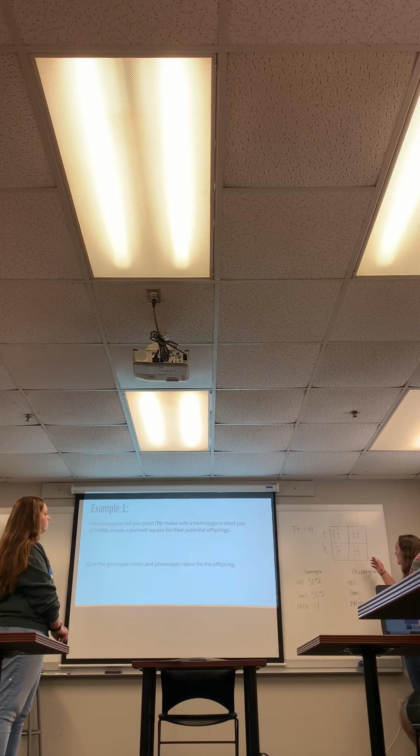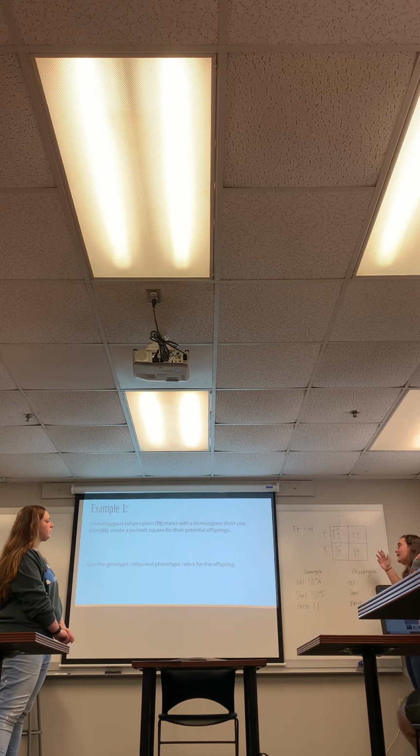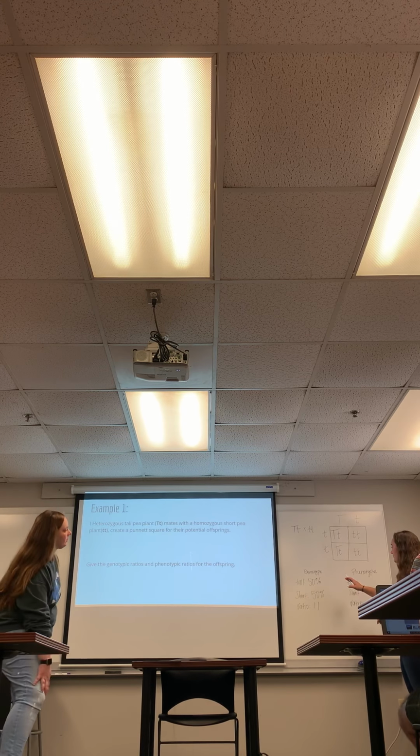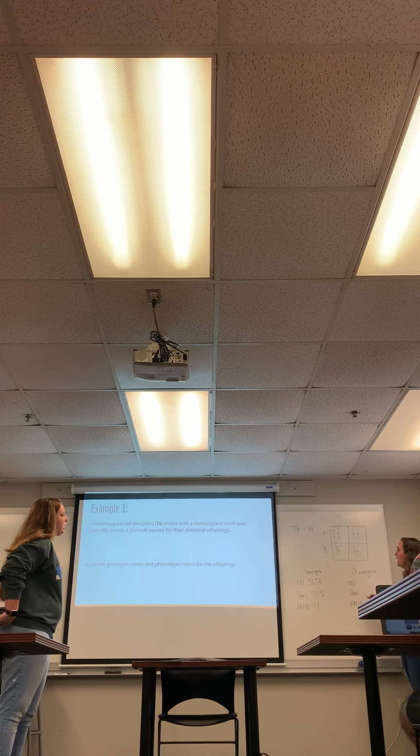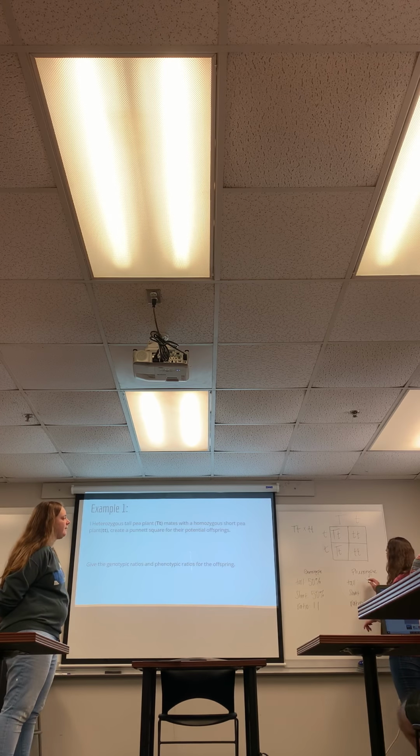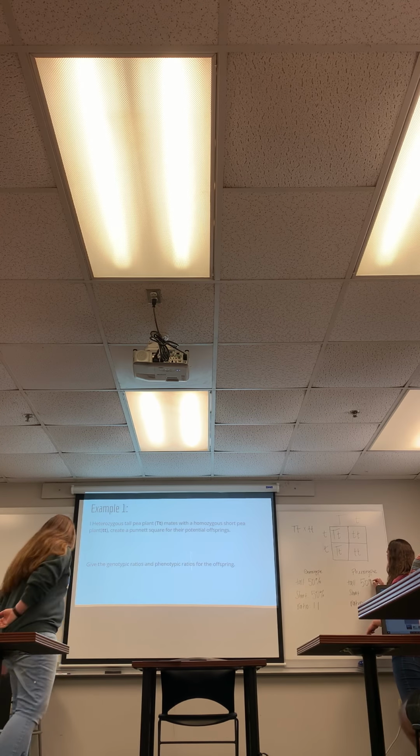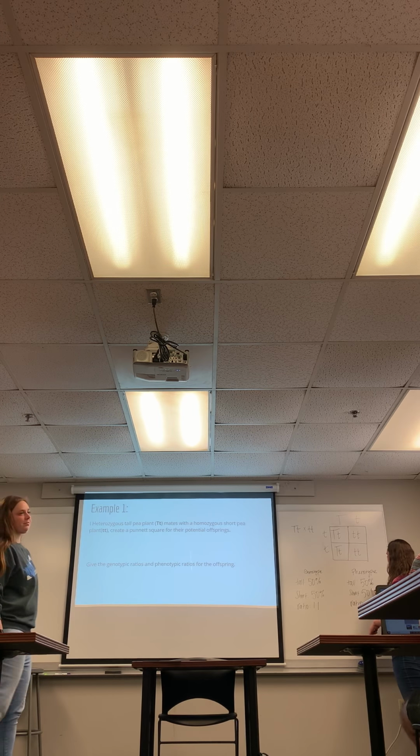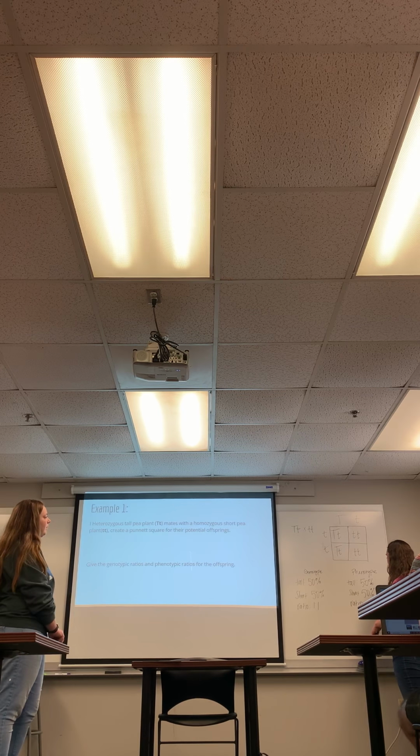Okay, and then for phenotypes, it just so happens to be the exact same for the genotypes and the phenotypes, but on other ones it will be different. So you have a 50% chance of your offspring being tall and a 50% chance of it being short, and then it's a 1-to-1 ratio as well.